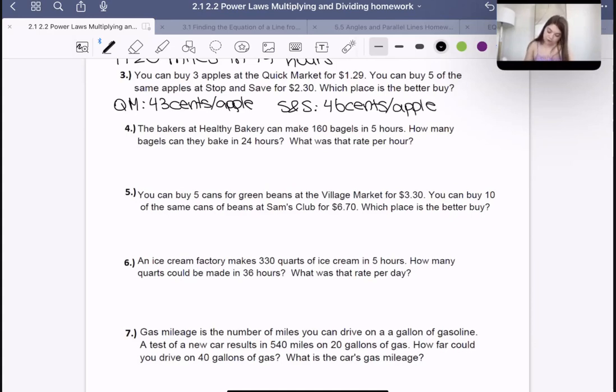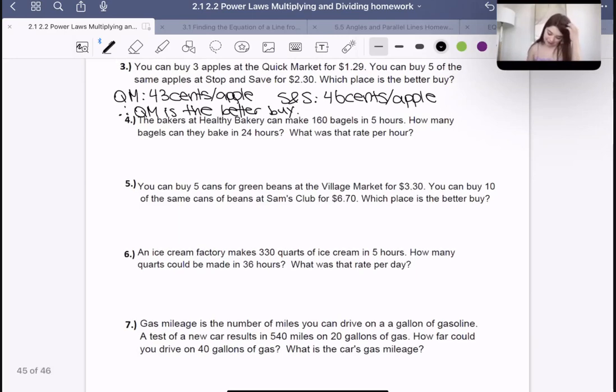So therefore, they didn't give us a lot of room to write, but Quick Market is the better buy. Now again, only by a few cents here. It wouldn't really matter, so perhaps whatever place is most convenient for you is the one you should go to. But yeah, at Quick Market you'll save 3 cents for every apple you buy over Stop and Save. Long story short.